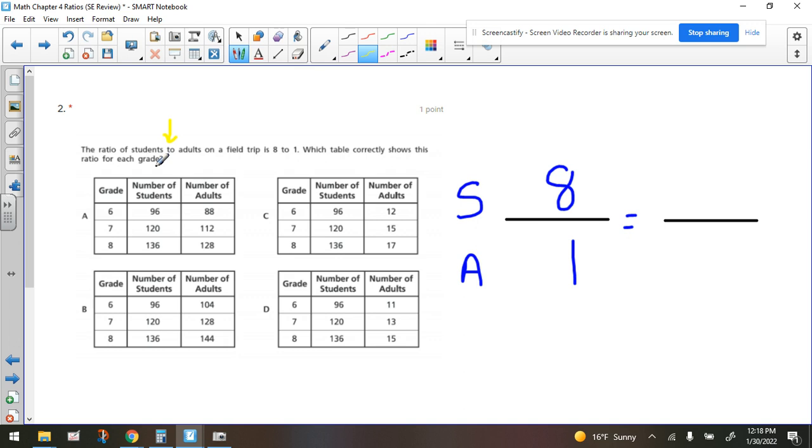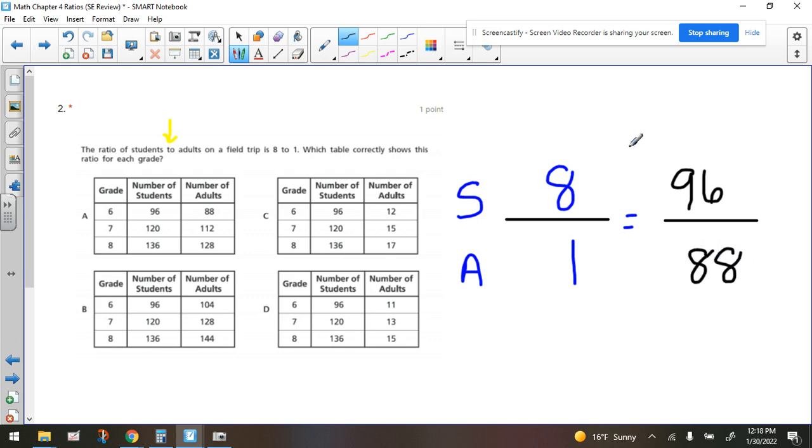So what I'm proposing is that we go through sixth grade first for each choice until we find one that fits. And then when we find one that fits, we'll make sure that the other values for grade 7 and 8 also fit. So if we look at choice A, if we look at just grade 6, the number of students they're giving us there is 96. So let's put that here. And the number of adults they're giving us is 88.